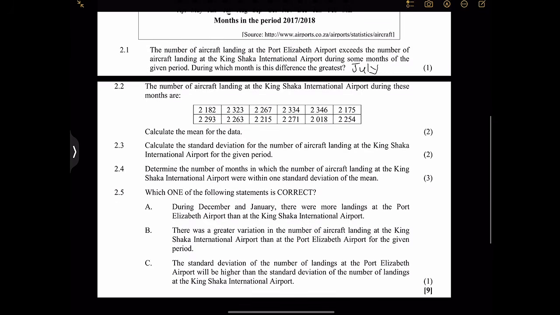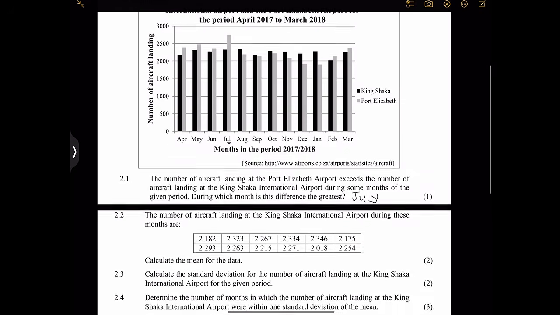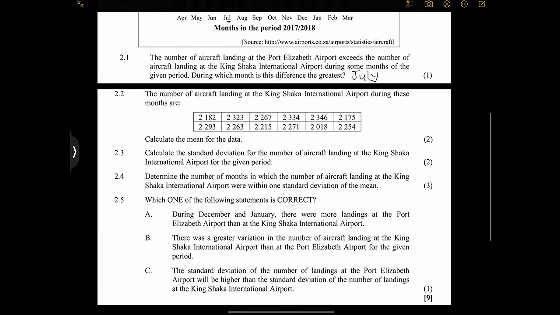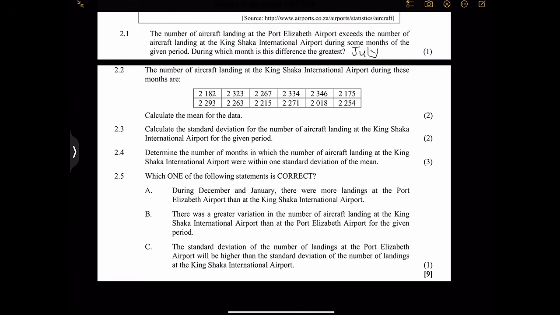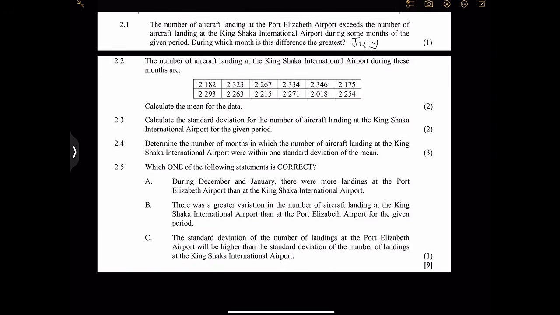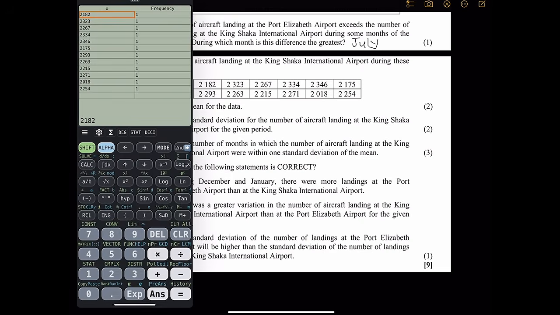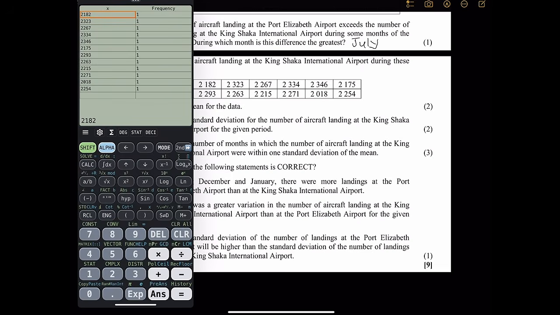Right, the next question, they say to us, the number of aircraft landing at the King Shaka International Airport during these months is as follows. So they give you the numbers there. Obviously, they would have sourced this data from our bar graph. In this case, we don't have accurate numbers, so they've given us that data more accurately. Right, so in this case, they say to you, calculate the mean of the data. Now, ladies and gents, you'll allow me, what I've already done is I've put in that data on my calculator so that it wouldn't take time.